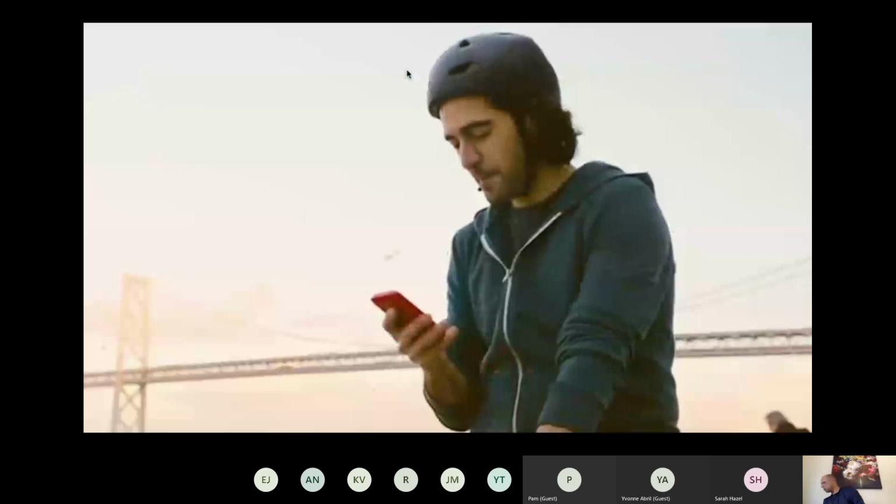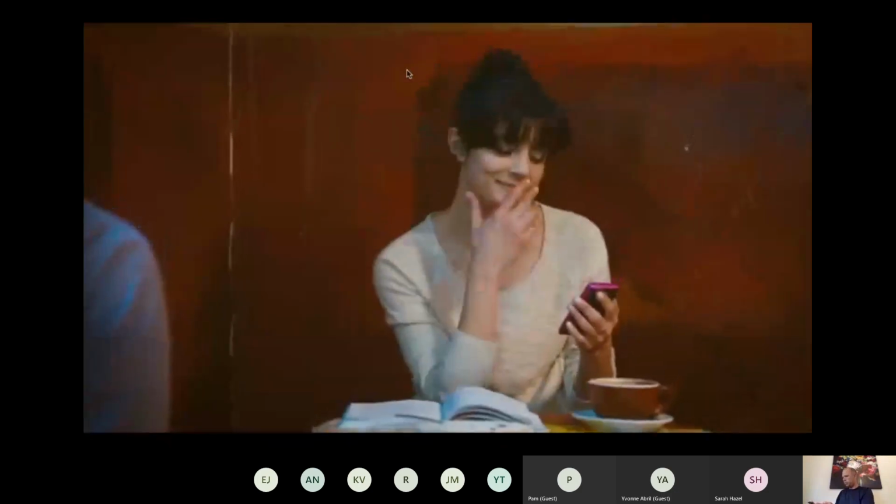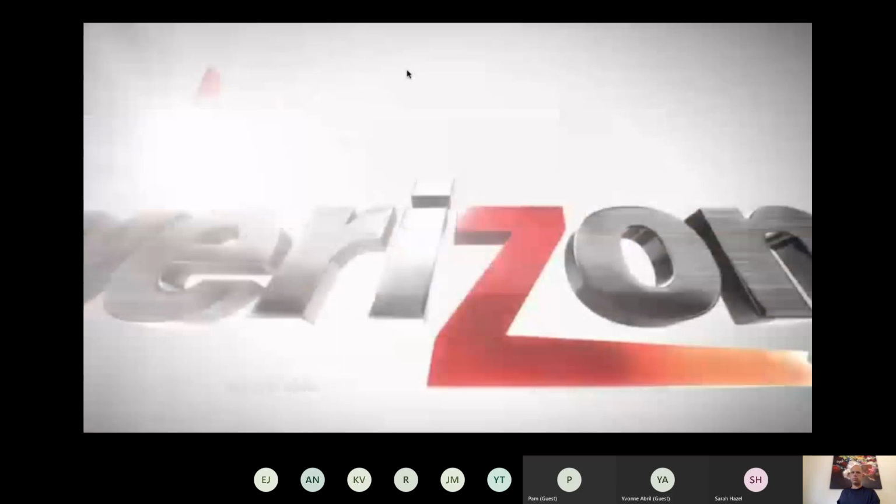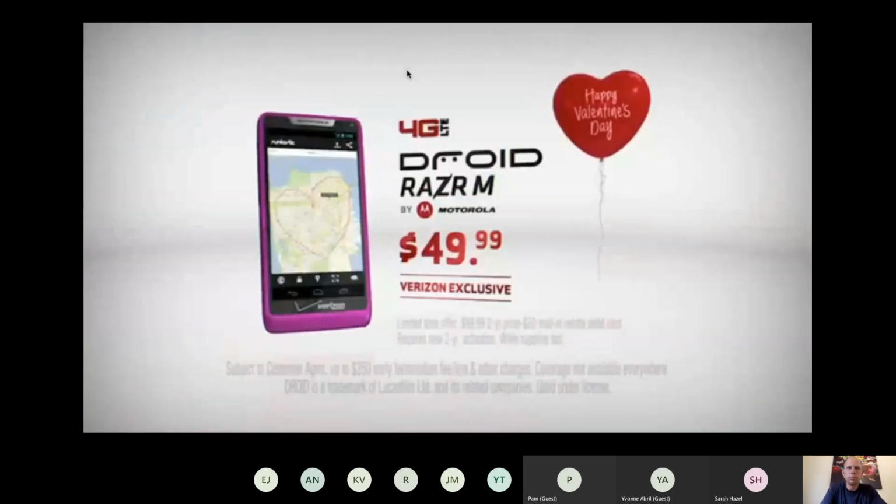Making the big romantic gesture. That's powerful. Verizon. Get a Droid Razr M by Motorola in pink for $49.99.